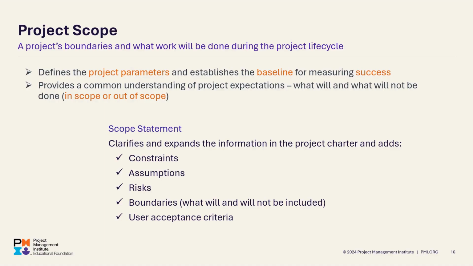So going through this process will allow you to produce what's called a scope statement. Now, a scope statement clarifies and expands the information that was originally produced in the project charter, but also adds additional and important information as part of the planning process. These will include the constraints of the projects, the assumptions of your project, the risks that you may have to mitigate with your project, and the boundaries of your project. That includes what will and will not be a part of this project. And finally, what is called user acceptance criteria. User acceptance criteria is what the stakeholders will accept as completed deliverables.